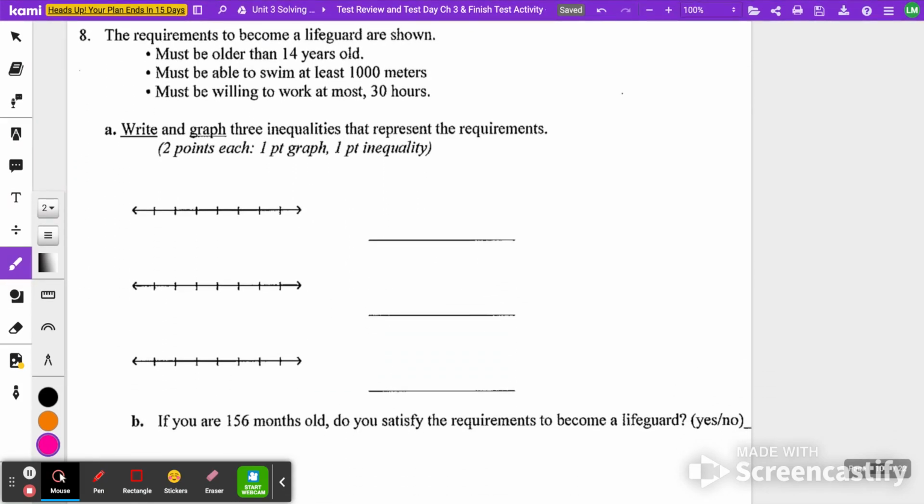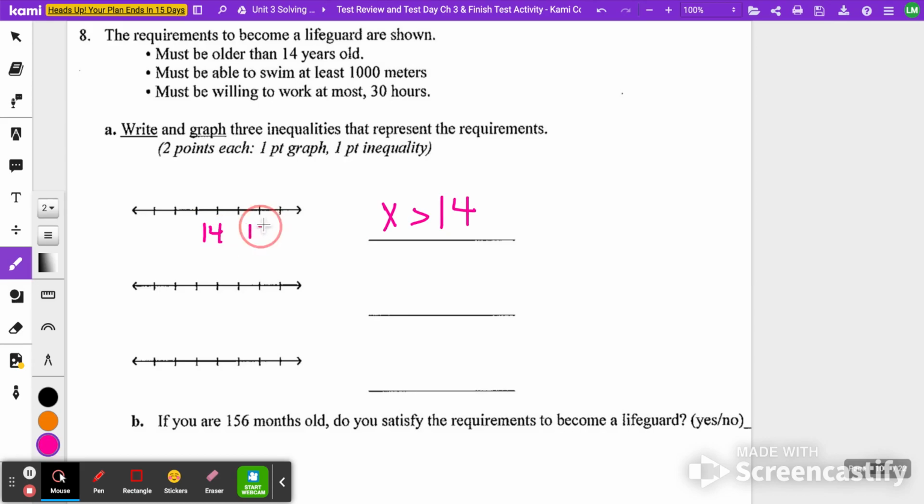Number 8 states the requirements to become a lifeguard. You must be older than 14 years old, must be able to swim at least 1,000 meters, and be willing to work at most 30 hours. Write and graph 3 inequalities that represent the requirements, 2 points each, 1 point for the graph, 1 point for the inequality. The first one says older than 14, so x is greater than 14.